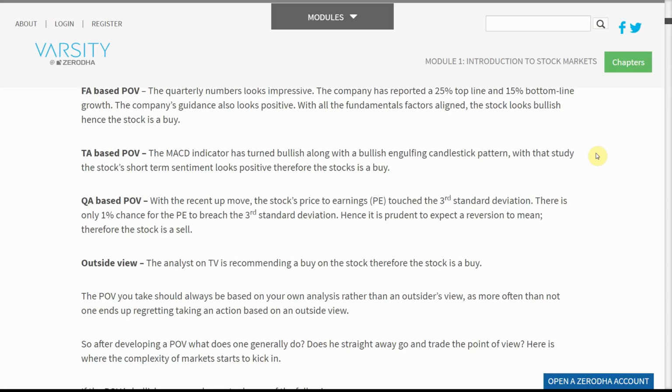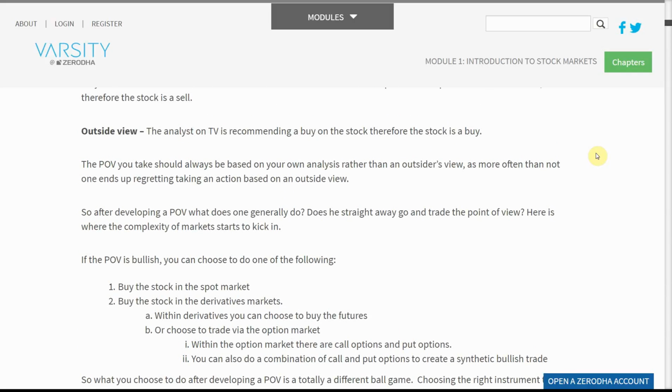QA-based POV, with the recent up move, the stock's price to earnings, PE, touched the third standard deviation. There is only 1% chance for the PE to breach the third standard deviation. Hence it is prudent to expect a reversion to mean. Therefore the stock is a sell. Outside view, the analyst on TV is recommending a buy on the stock, therefore the stock is a buy. The POV you take should always be based on your own analysis rather than an outsider's view, as more often than not one ends up regretting taking an action based on an outside view.